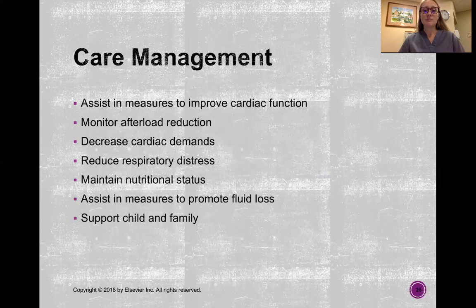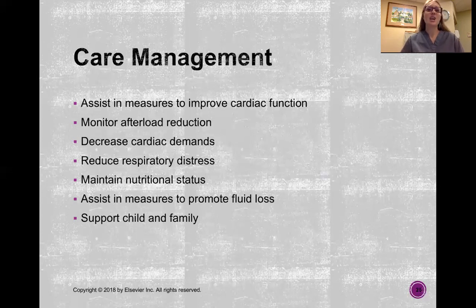So we talked about how we're going to improve the cardiac function with our medications. And we talked about some medications that reduce the afterload, and then the beta blockers as well. So we're going to need to monitor all of these things. And when we're looking at reducing respiratory distress, that's just making sure that there's nothing going on respiratory-wise for this little one. So if they have asthma, making sure that we're controlling it. If they're having secretions and things of that nature, we want to make sure that we're taking care of all of that so that there is no respiratory distress.